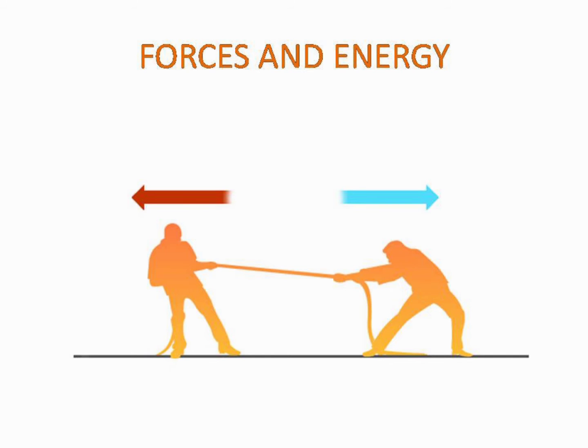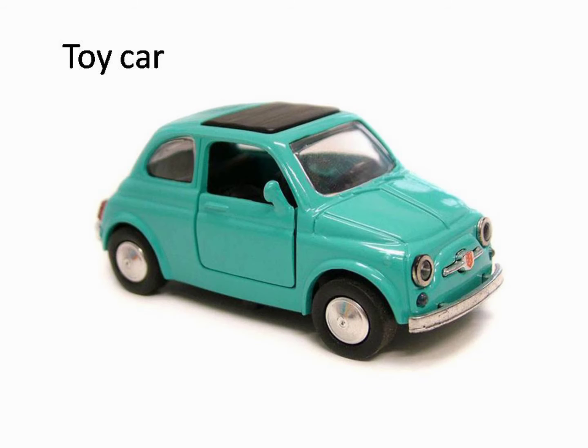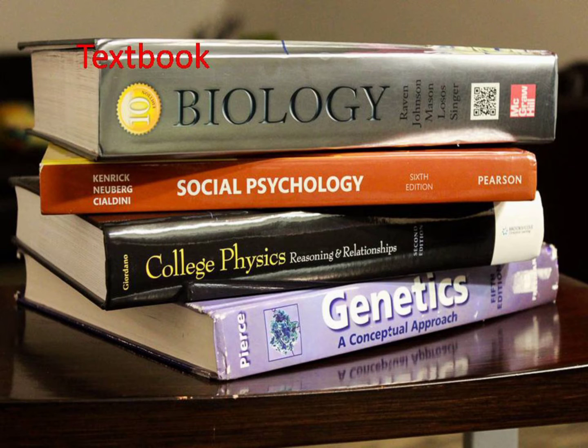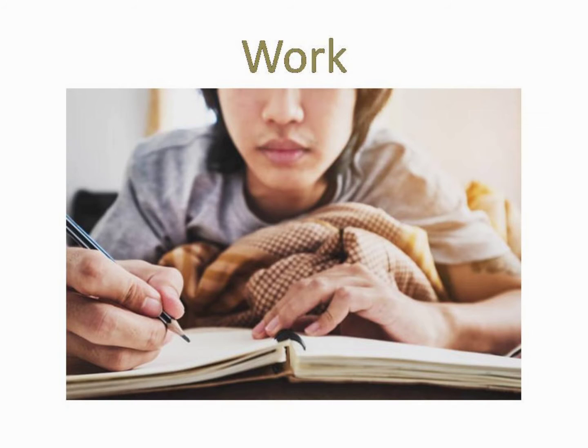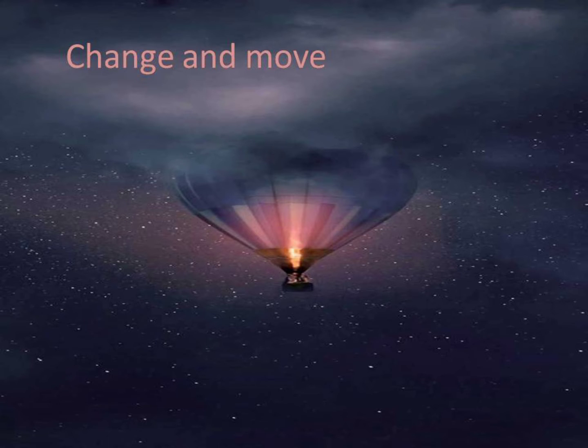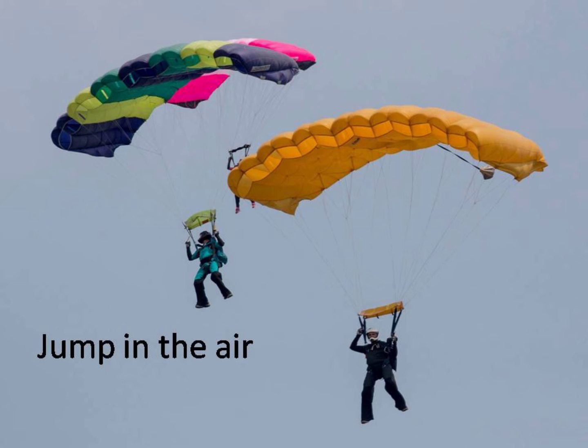You already know that a force is a push or pull on an object. When you exert a force on an object, such as a toy car, football, textbook, etc., to make it move, you give the object energy. Energy is the ability to do work. Energy is how things change and move. It takes energy to cook food, to drive to school, and to jump in the air.